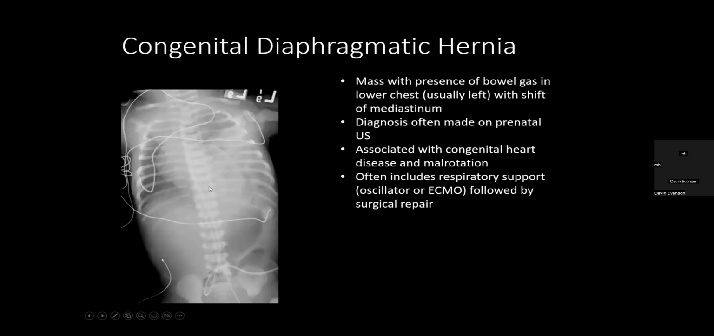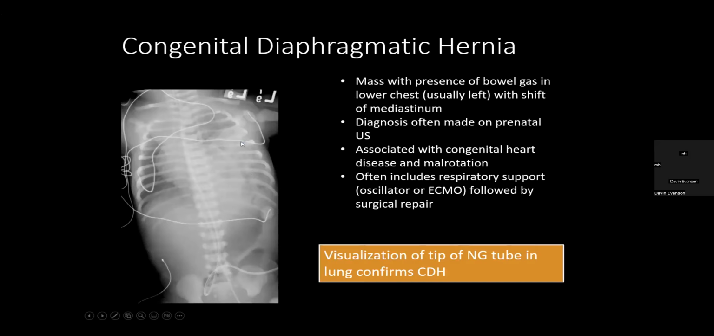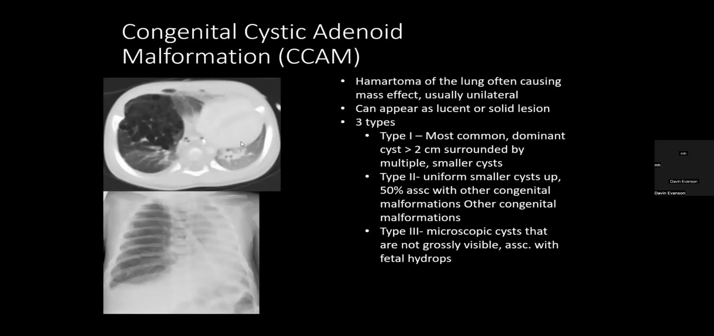Some congenital things we'll talk about. Again, if we're looking at the diaphragm as part of our search pattern, no normal diaphragm there. Instead, we see bowel gas going all the way up. And it can help to see where the feeding tube is going.